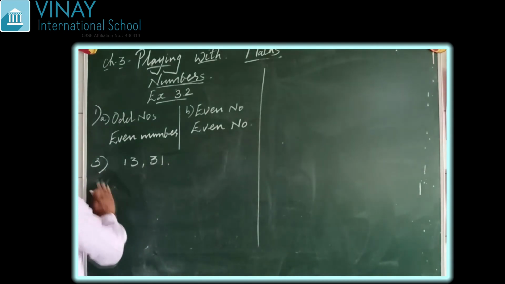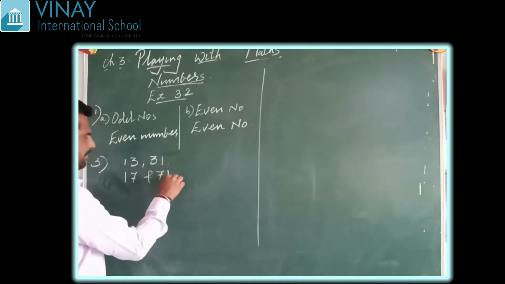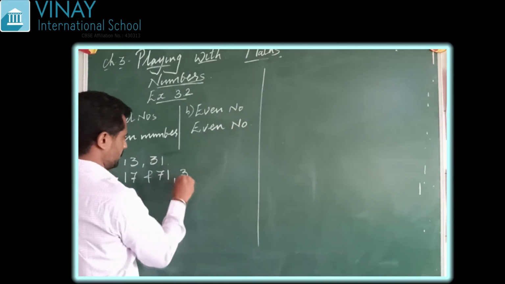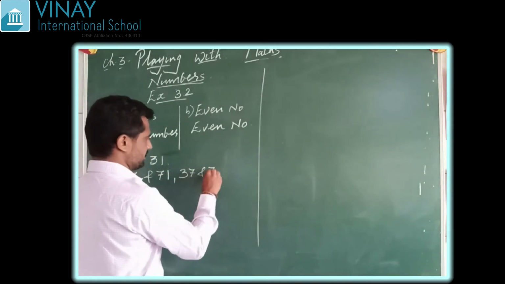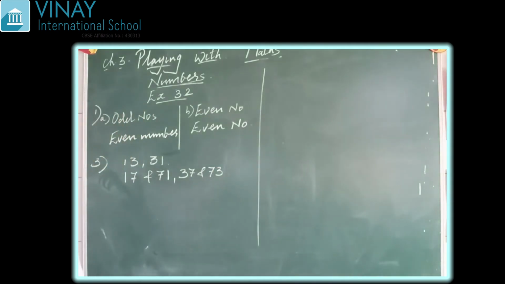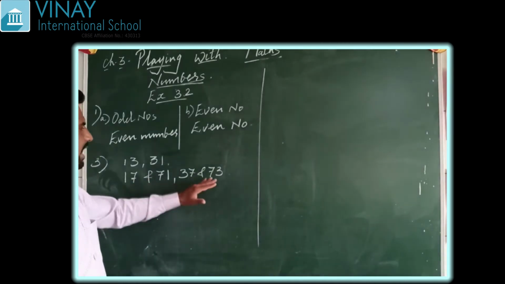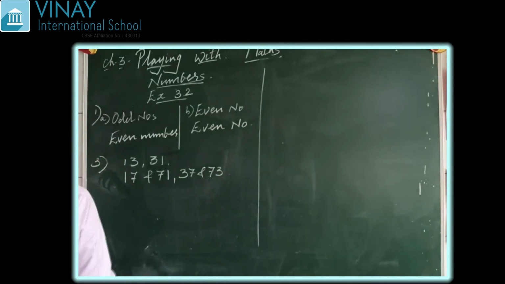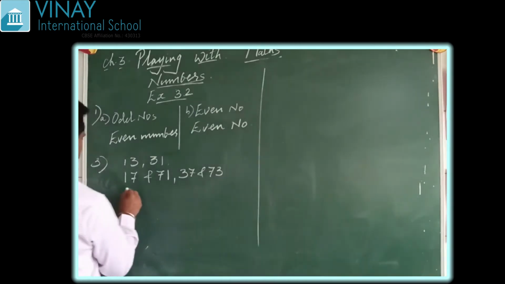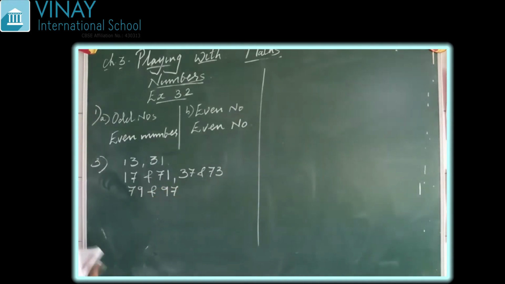If we see, we can get 17 and 71, 37 and 73. You see, 17 and 71 both have the same digits. 37 and 73 both have the same digits. In the same way, you can say 79 and 97.